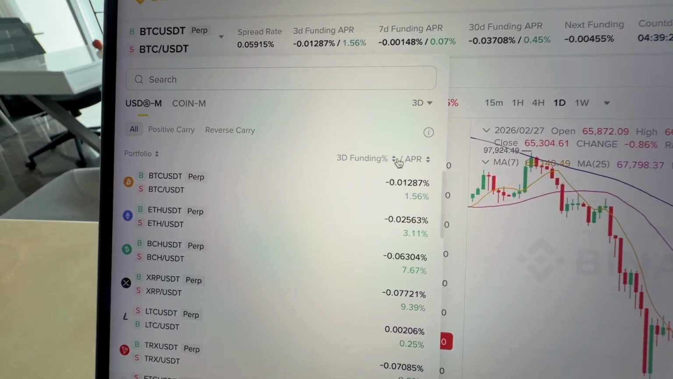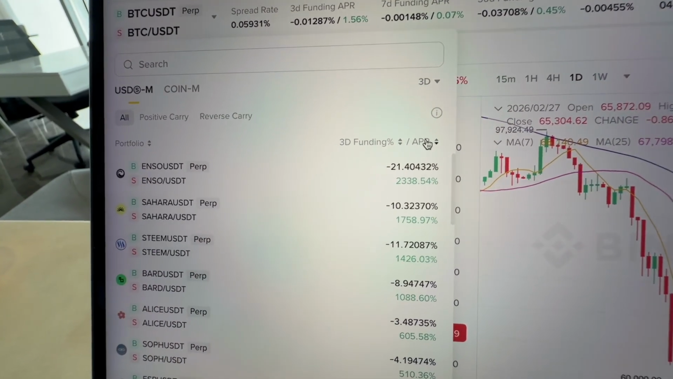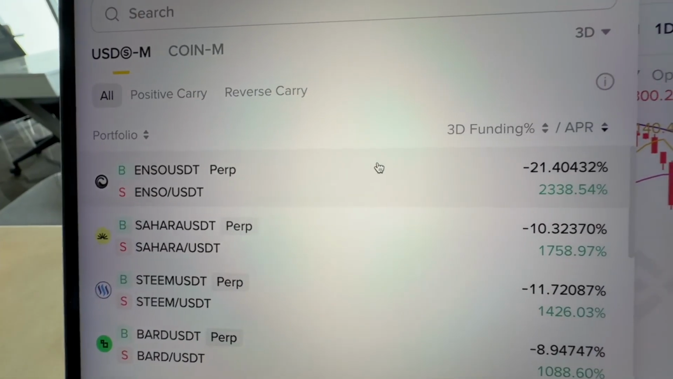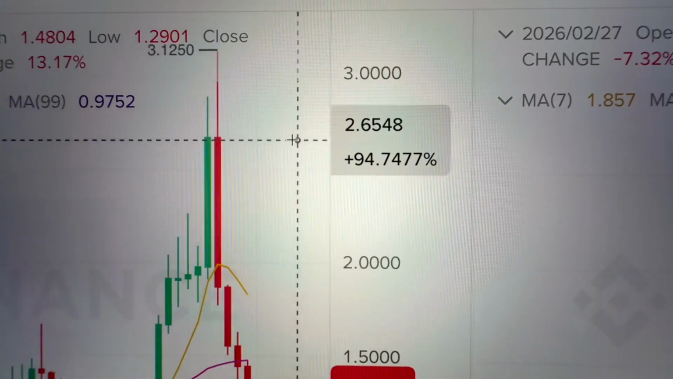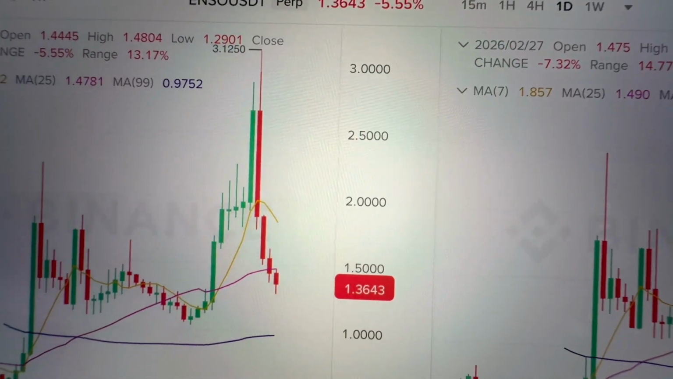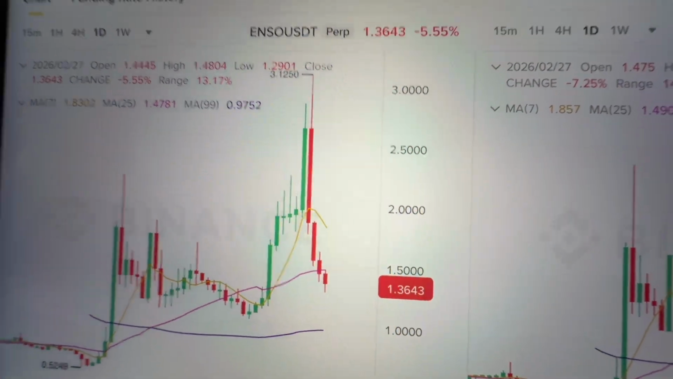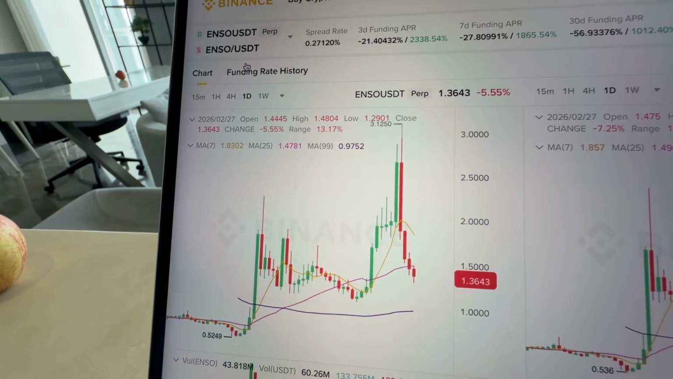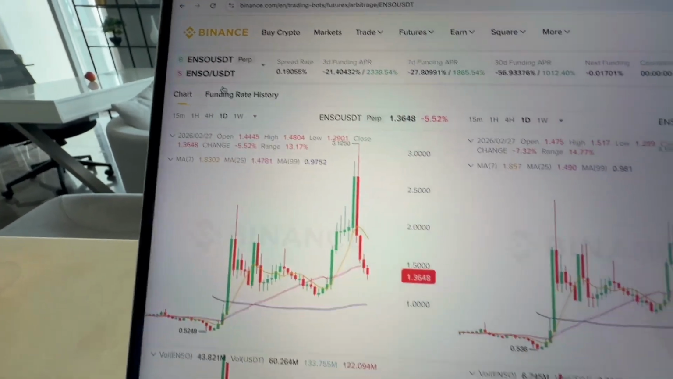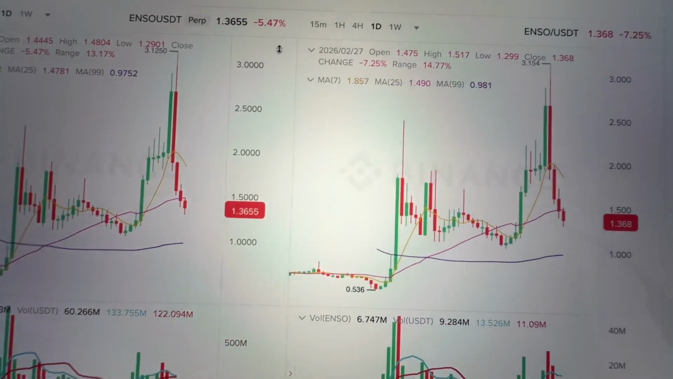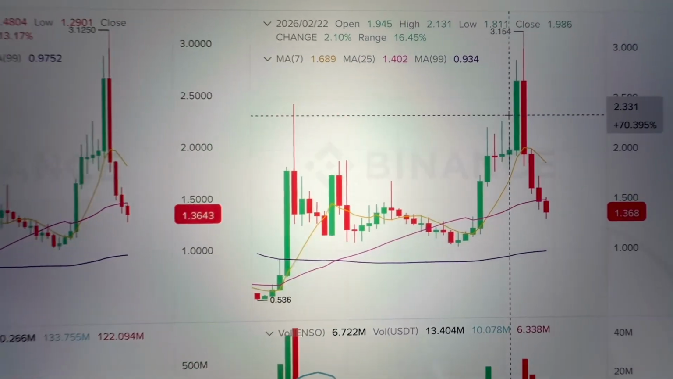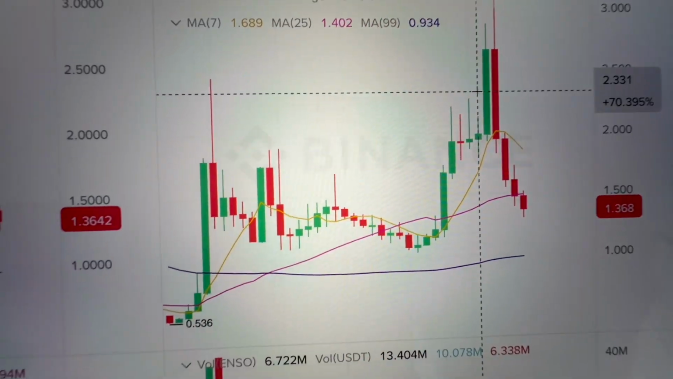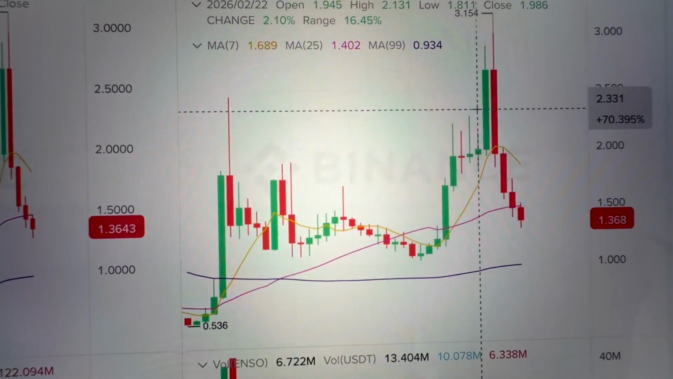If we sort this according to the biggest APR, you can see that some of them have potentially really high. But let me click one of these to show you an example. These are typically some rare altcoins, as in this one, ENSO versus USDT. And you can see the reason why the APR is so high. In the last few days, there has been massive volatility, and that affects the APR.